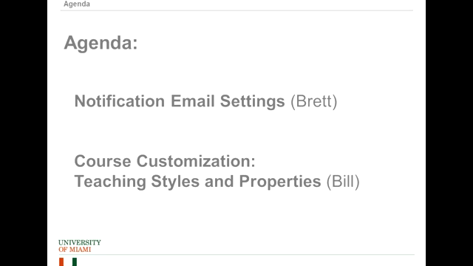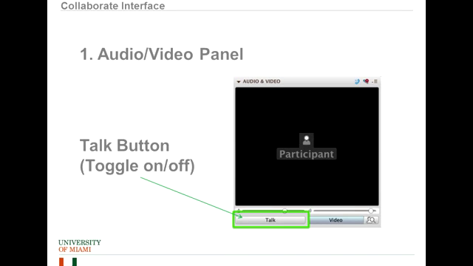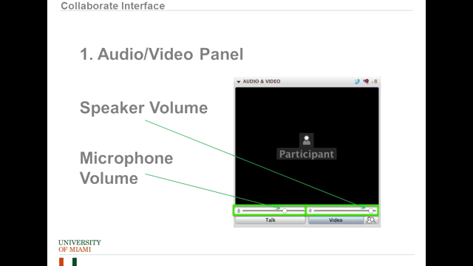Bill and me. I'll get you started off with a quick introduction to the interface of Blackboard Collaborate. We have the audio-video panel, which is this here. Just a moment, let me select my pointer. In the audio-video panel, we have the toggle buttons for talk and video, as well as a preview button for video, just to make sure your camera is pointing in the right direction. And then we have sliders for the microphone and speaker volume.